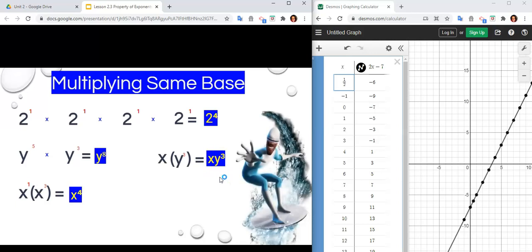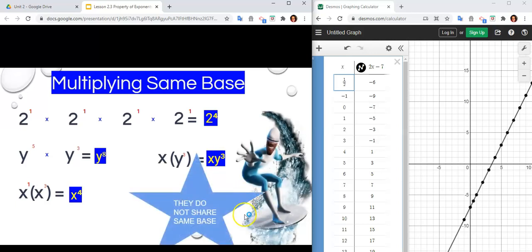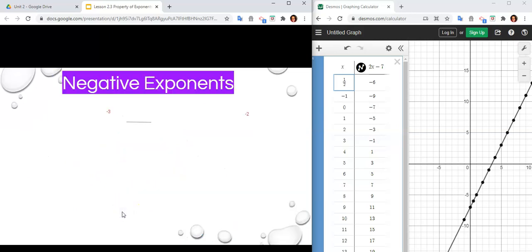All right, so here we go. They don't have the same base, as we discussed, so therefore I can't simplify them anymore. This is as much as I can do for this one. Okay, so let's move on.